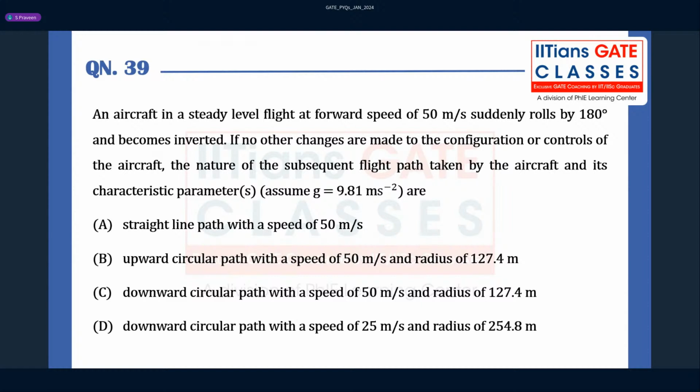An aircraft in a steady level turn flight at a forward speed of 50 meters per second suddenly rolls by 180 and becomes inverted. If no other changes are made to the configuration or controls of the aircraft, the nature of the subsequent flight path taken by the aircraft and its characteristic parameters, assuming g equal to 9.81 meter per second square, are: straight line path with the speed of 50 meter per second; upward circular path with the speed of 50 meter per second and radius of 127.4 meter; downward circular path with the speed of 50 meter per second and radius of 127.4 meter; and a downward circular path with the speed of 25 meter per second and radius of 254.8 meter.